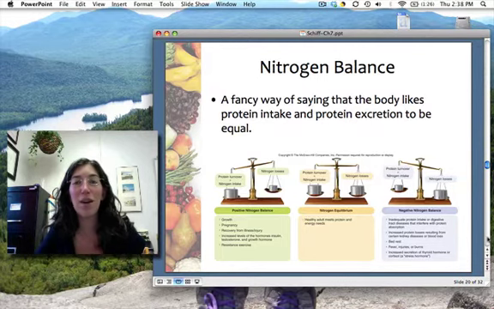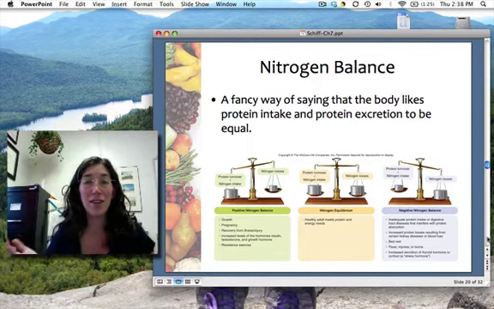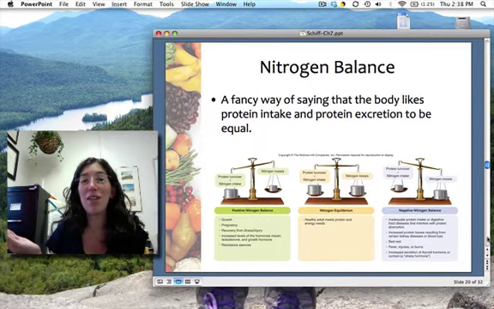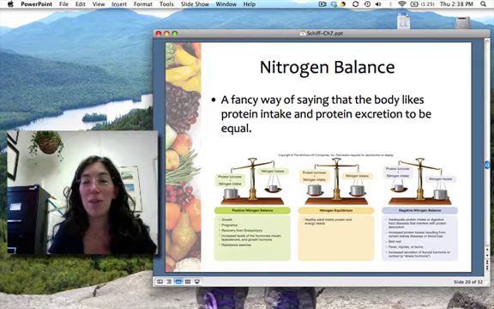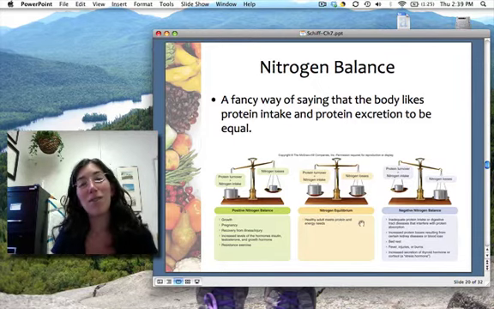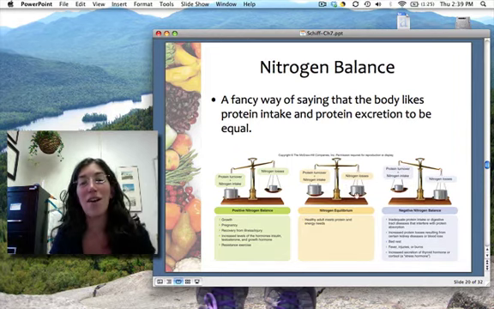So the chapter also talks a lot, they have a whole section about nitrogen balance. And what is nitrogen balance? It's really just a fancy way of saying that the body likes protein intake to be equal to protein turnover and protein excretion, okay? So you want to be at equilibrium, just like everything else in the body wants to be at some happy, optimal level. Same thing with protein. So a healthy adult is in nitrogen balance. They're losing as much protein as they are gaining or absorbing.